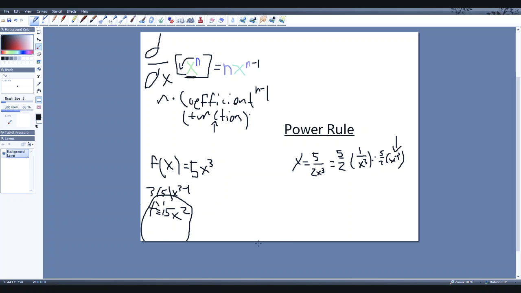So now I'm going to do the power rule on x to the negative 3. I do not need to differentiate 5 over 2 because it's a constant. So I bring down negative 3. x has a coefficient of 1. Negative 3 minus 1 is negative 4.